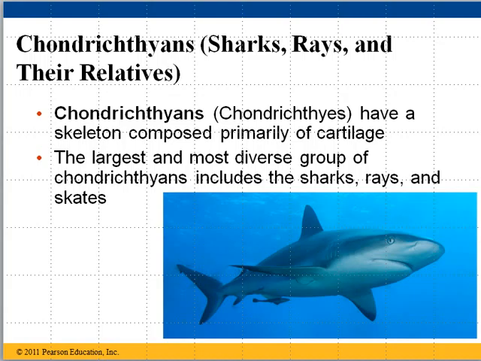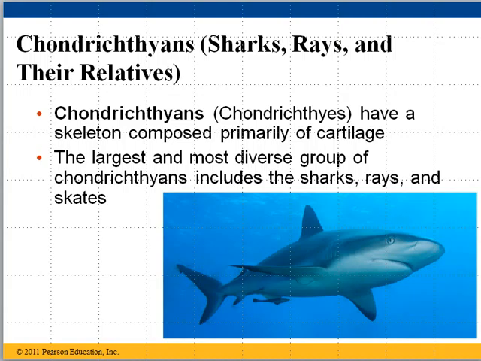Chondrichthyans have a skeleton composed primarily of cartilage, so they do have a skeletal system, but it's not really mineralized. It's more like the softer material, say, of your nose. If you reach up and touch your nose, you can wiggle it around. It's more flexible than bone, but it can be fairly stiff as well.